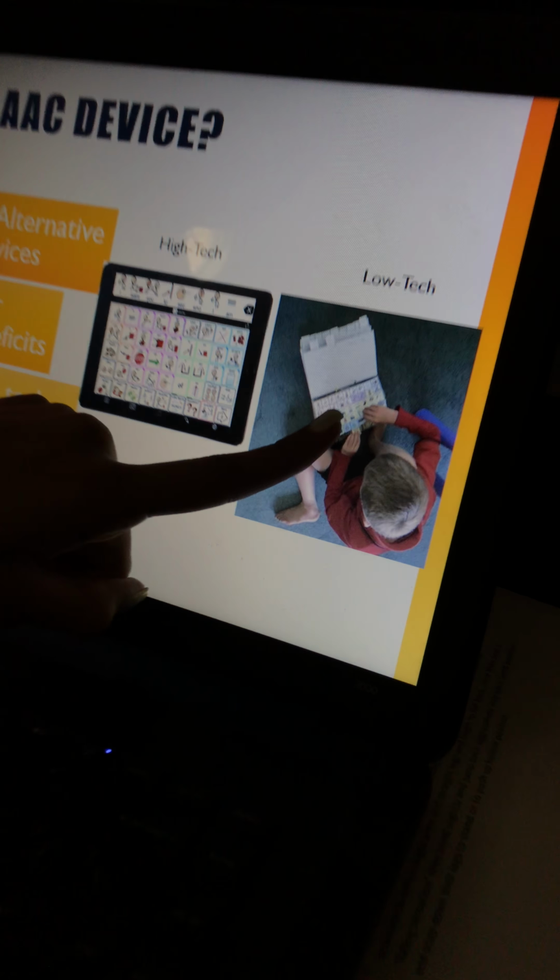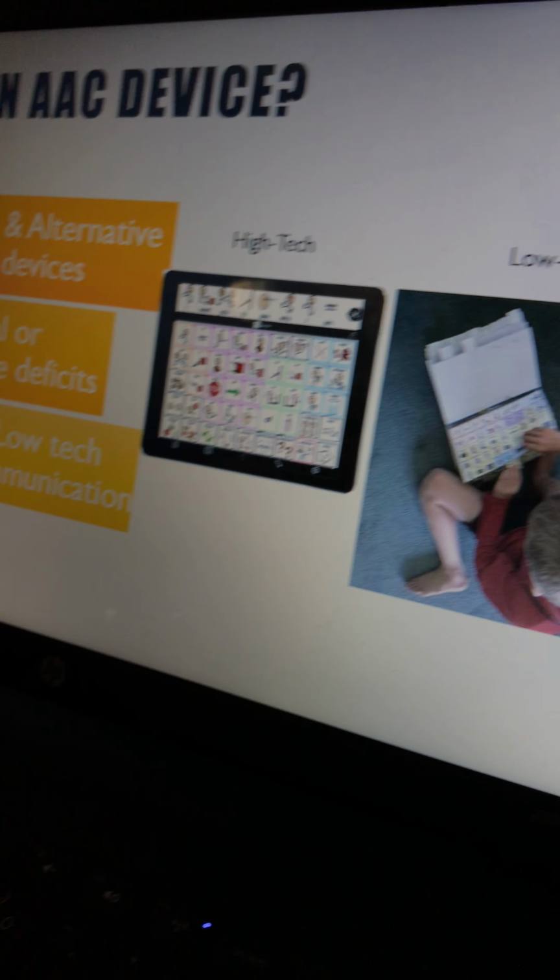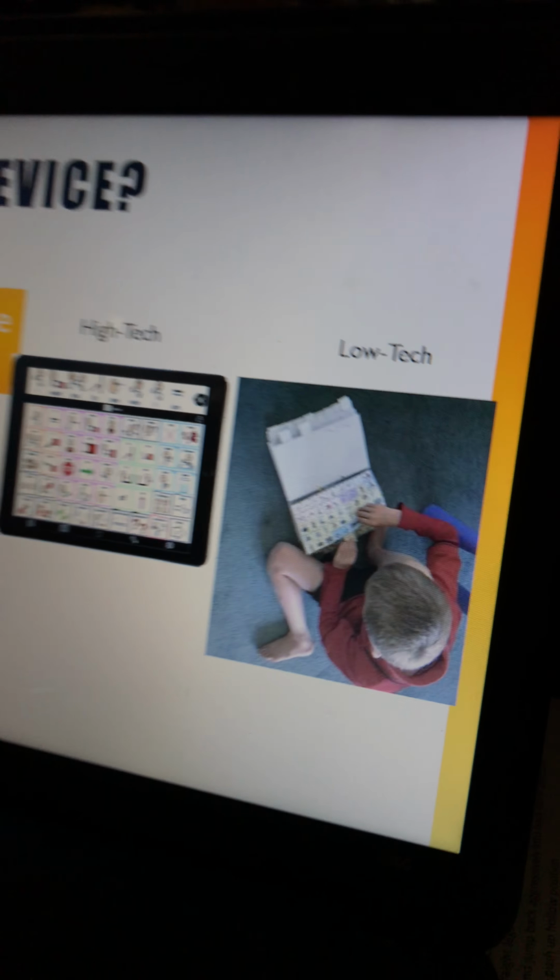Also, this child may have started with just one page in his book. Depending on how good and how fast they progress using their device, we can add more pictures to the actual device and help them communicate a lot better as they're growing through learning their language, learning how to speak, learning all these different things.